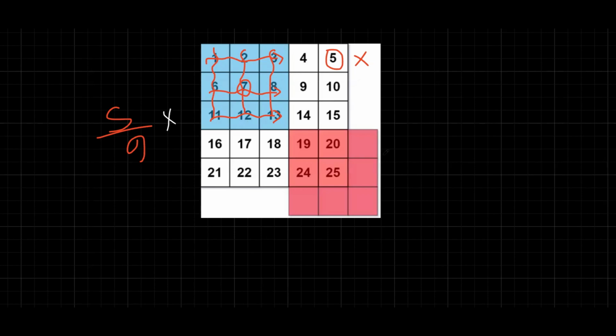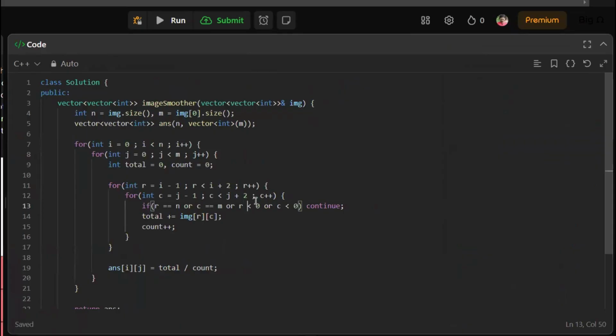Now let's move on to the code. In this problem, the code is pretty simple. At first, we are given a function named ImageSmoother, which has a two-dimensional vector as a parameter. Now we are taking the number of rows and columns of this vector, and we are taking another vector answer, which is of size n by m.